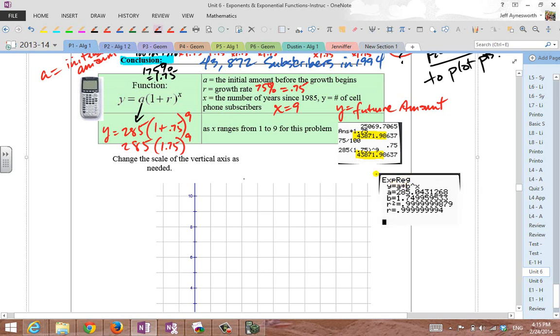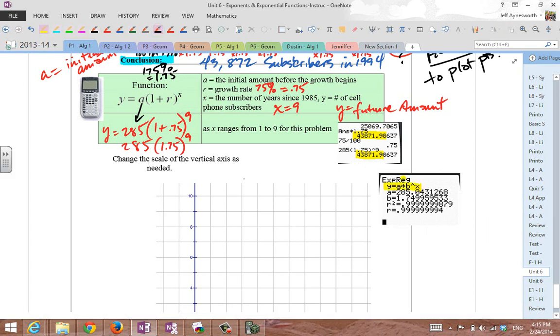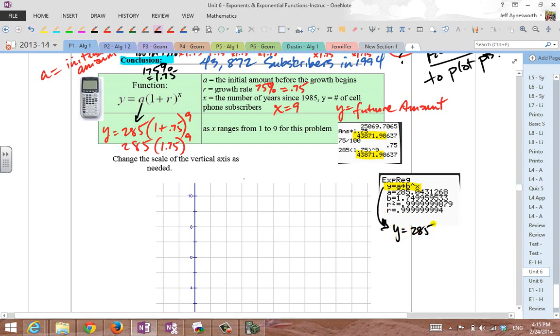So our exponential function is right here. Our value for A is about 285, just round it. So this gives me y is equal to 285 times b, the base, okay? Remember, it's always y equals a times b to the x. The base here is 1.75, which corresponds to what I said earlier, raised to the x power. That's my exponential function.